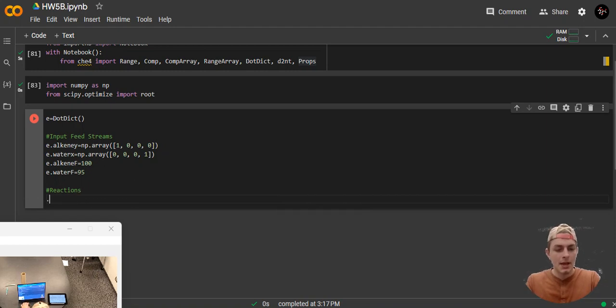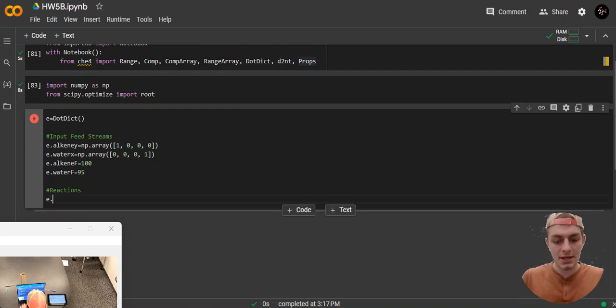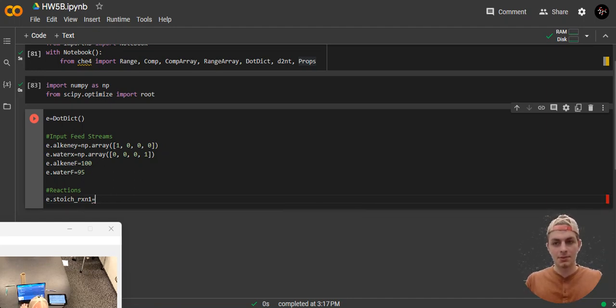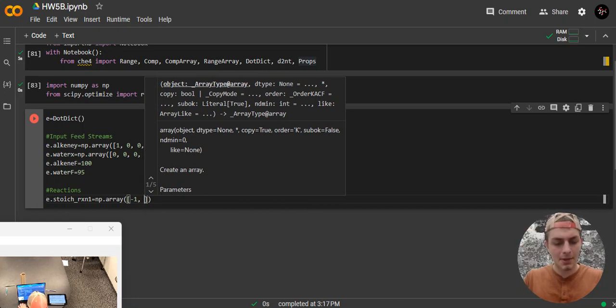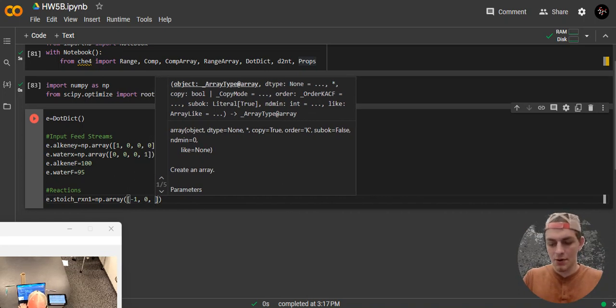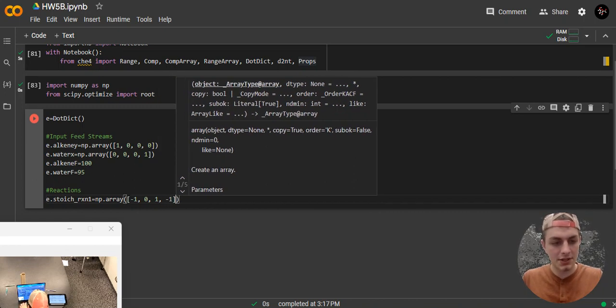Reactions, there we go. Now, in our reactions, we need to know our stoichiometries here. So let's write that E dot stoich of reaction 1. What that is going to be is another array here. And in this array, let's put our alkene, that's going to be a -1. Ether is next, is 0. Remember, this is the first reaction, this was the top one. Our alcohol is 1, and then our water is -1.